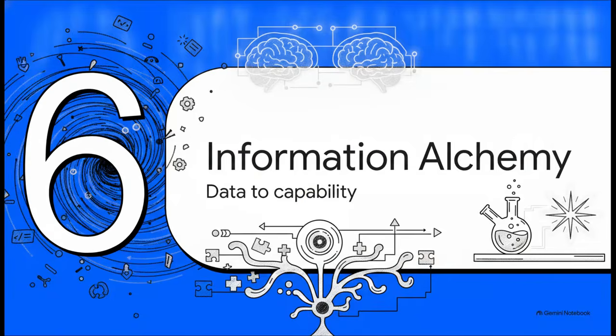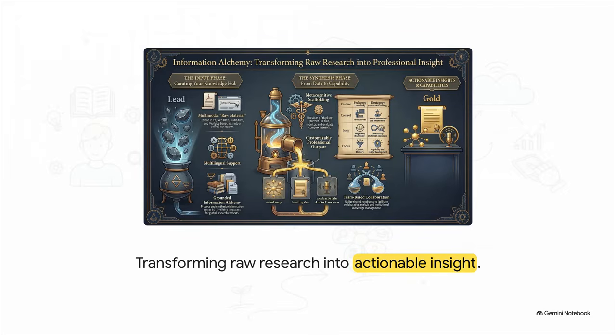Finally, let's wrap this up in Section 6, Information Alchemy, turning data into capability. Let's step back and look at the big picture here, bringing the software mechanics and the theory together. Dr. Oli refers to this as information alchemy. We take heavy, raw input materials, the lead, like massive PDFs and YouTube transcripts in multiple languages. We drop them into the crucible of NaviGator Notebook. We use the AI as a metacognitive scaffold to process, synthesize, and evaluate it all. And what comes out the other side? Actionable professional insights and capabilities.